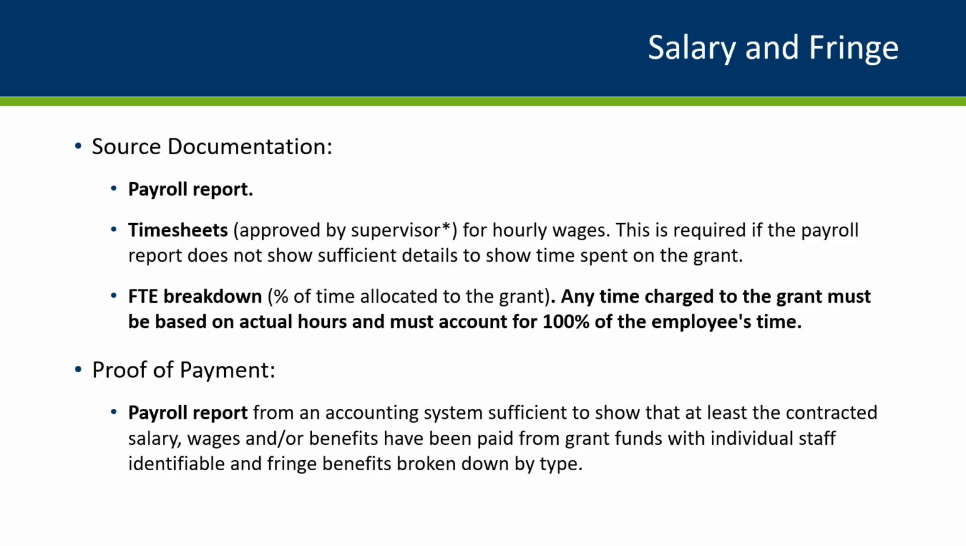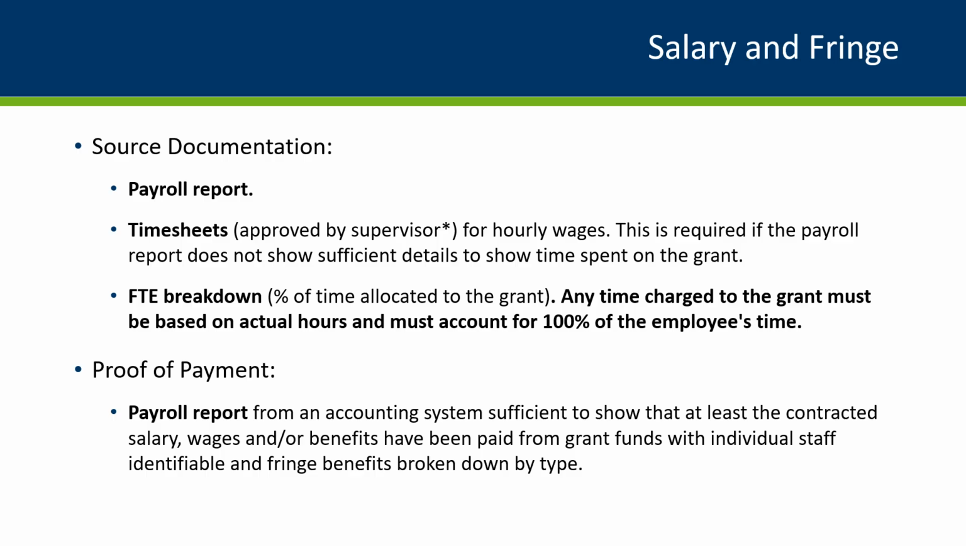Any time charged to the grant must be based on actual hours and must account for 100% of the employee's time. Proof of payment: a payroll report from an accounting system sufficient to show that at least the contracted salary, wages, and/or benefits have been paid from grant funds with individual staff identifiable and fringe benefits broken down by type. Here are some considerations.